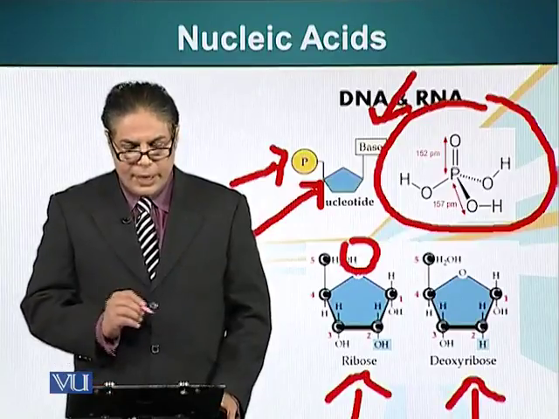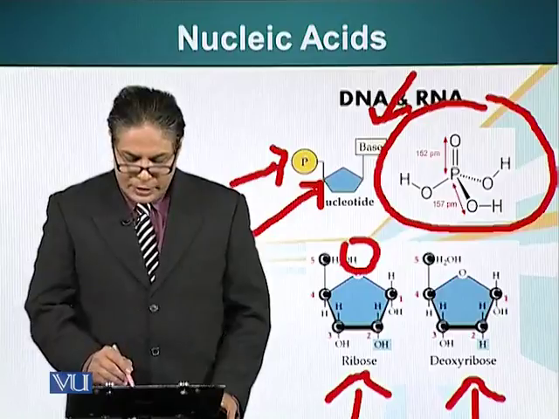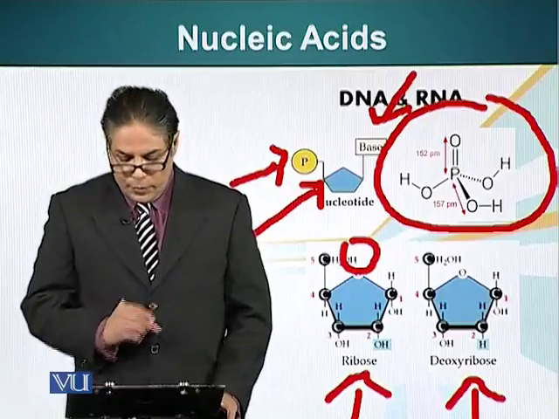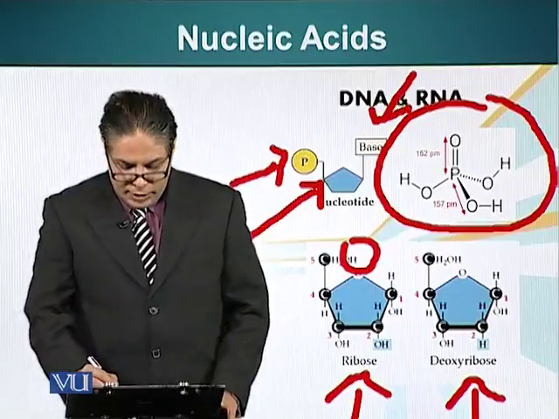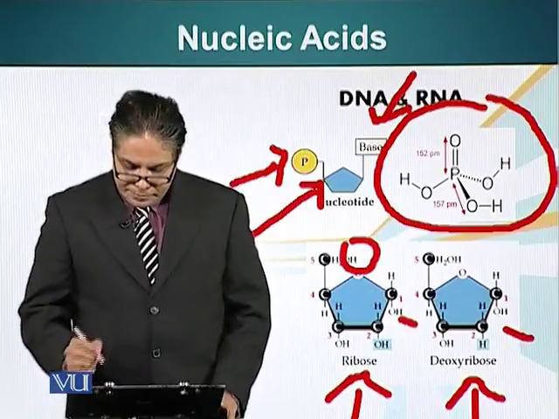Nucleic acids have two types of sugars, pentose sugars: ribose and deoxyribose. The difference here is the hydroxyl group present on carbon atom number 2. Ribose has that hydroxyl group, whereas deoxyribose does not have this hydroxyl group here.